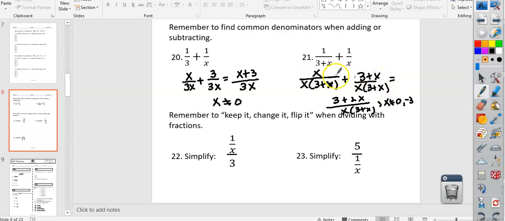Then you're going to add your numerators. x plus x is 2x, and then the 3 comes down also over the whole denominator. Keep the denominator the same.